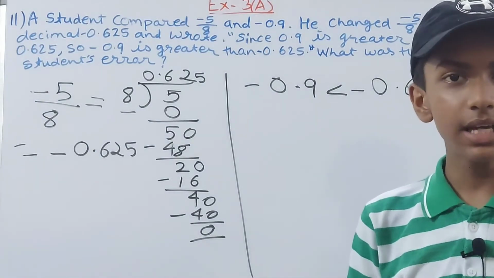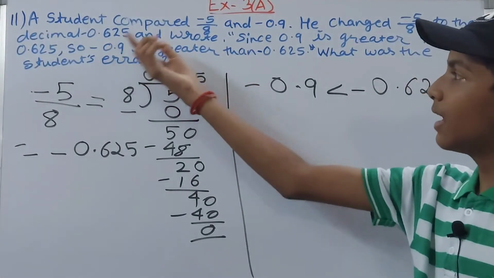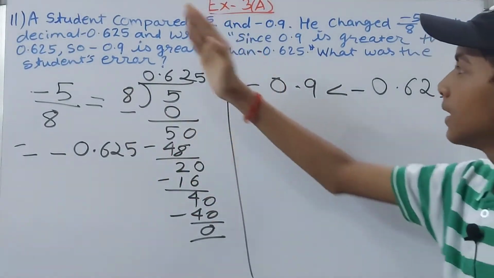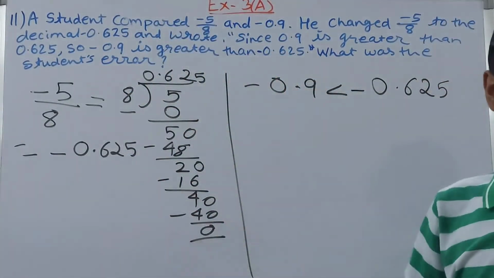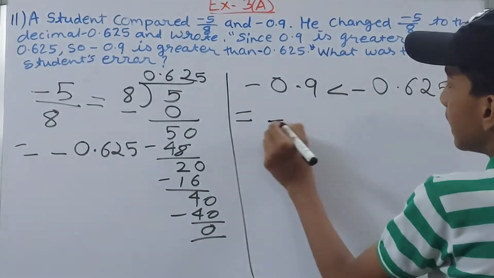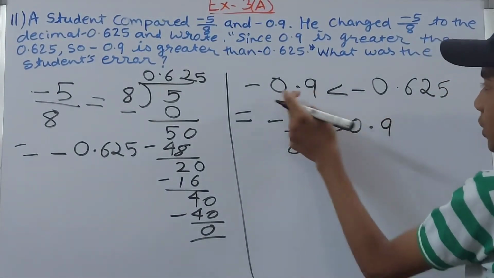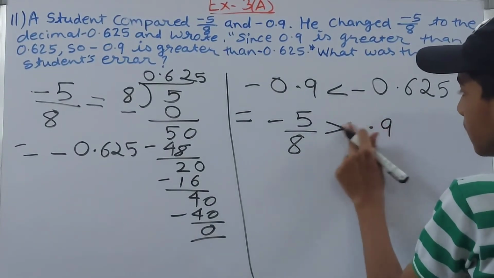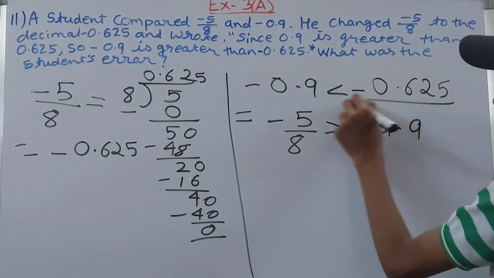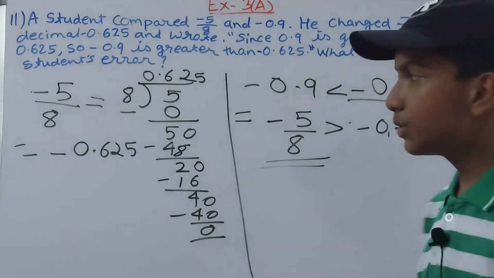But when we add minus sign to both of the numbers, the order changes. So when we add minus sign, minus 0.9 cannot be greater than minus 0.625. It changes, so minus 0.625 is greater than minus 0.9. This you can write in the final answer as well, that minus 5 upon 8 is greater than minus 0.9. Don't forget to put that minus sign. And this decimal I converted to a fraction, and when we shift them, the sign also changes. So this was his error.